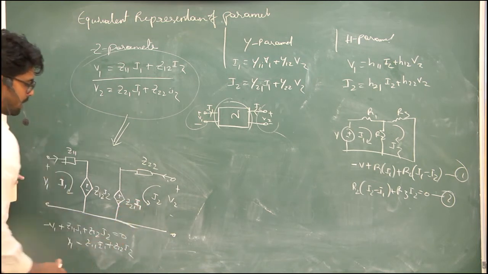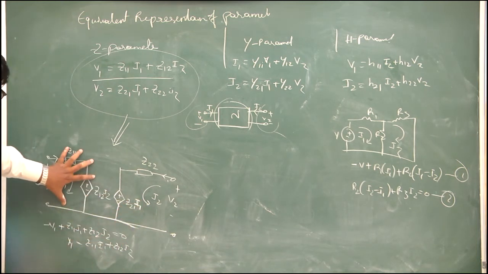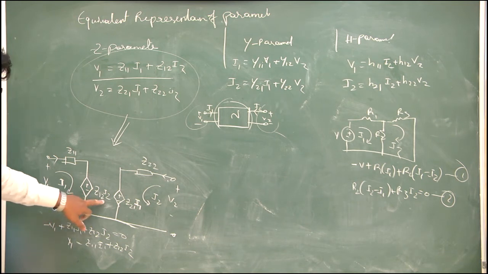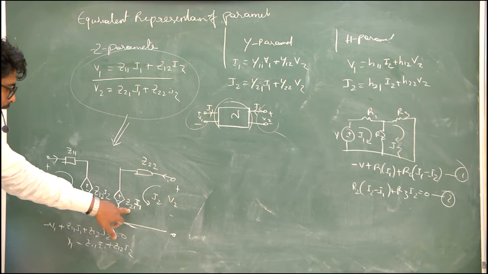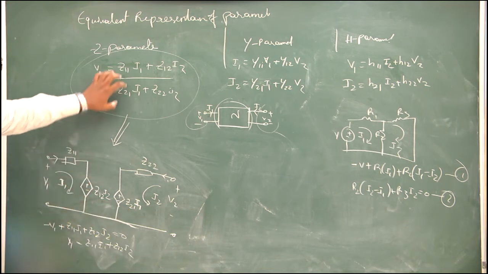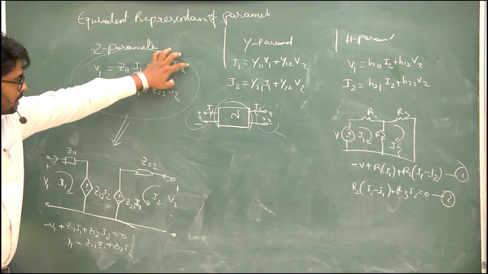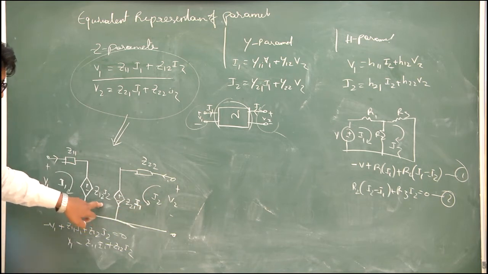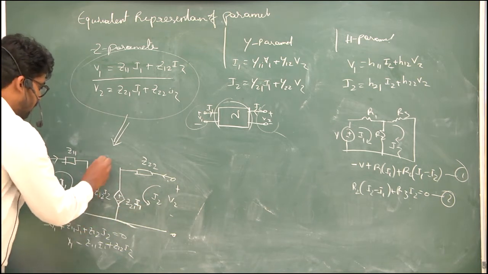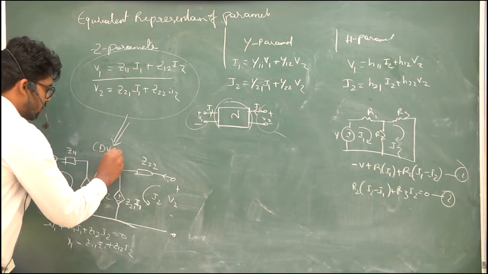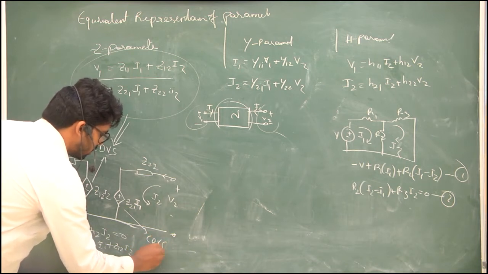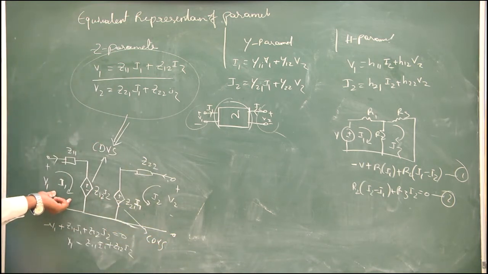The other main thing you need to understand is that this is an input circuit and this is the other circuit. If you observe carefully, I drew a current dependent voltage source. This is also a current dependent voltage source. This voltage source, Z12 I2, has a value that depends on the output current, that is I2. This is also a current dependent voltage source, and this source depends on the input current.